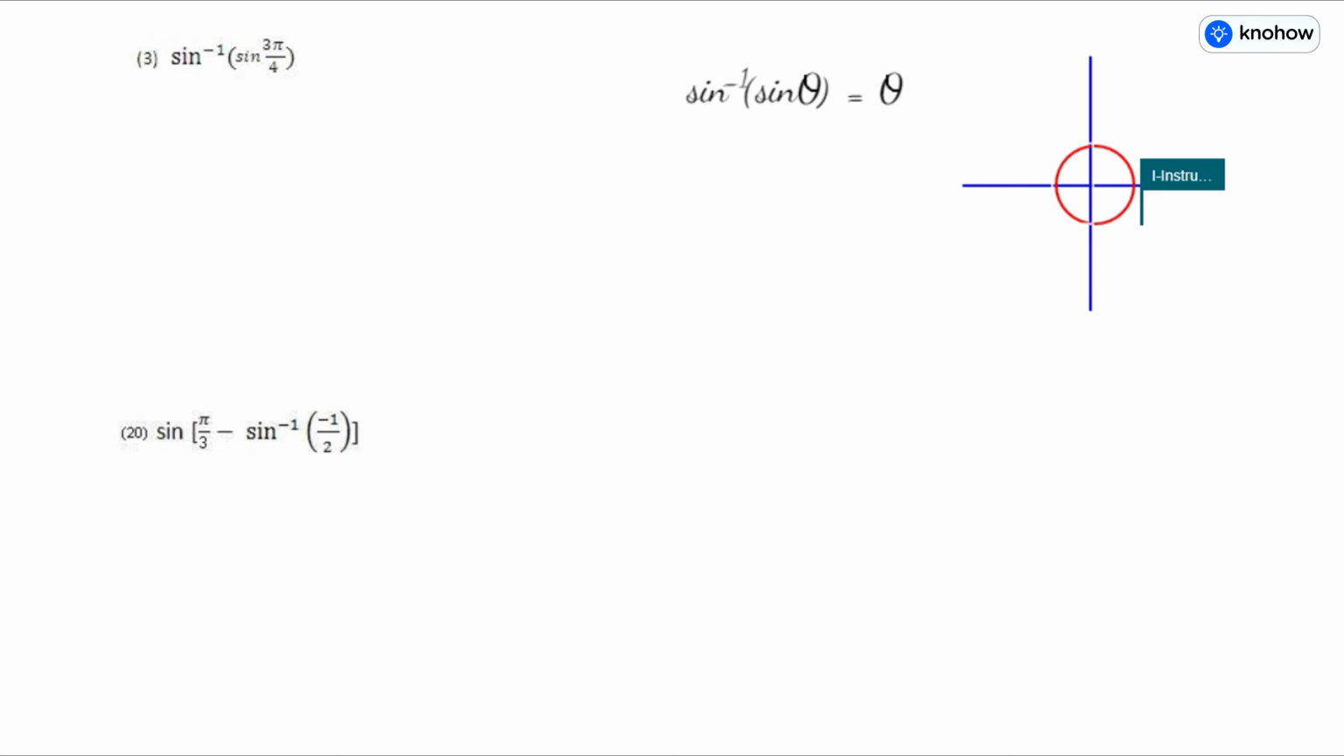And now come back to the question. It becomes sine of pi by 3 minus negative pi by 6, that is sine of pi by 3 plus pi by 6. In pi by 3 plus pi by 6 you get pi by 2 or 90 degrees. And what is the value of sine 90 degrees or pi by 2? It is 1. So the value of the given expression is 1.